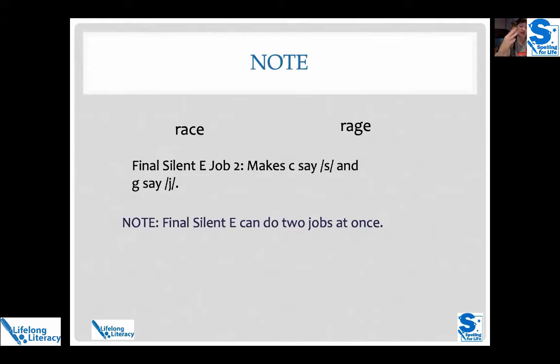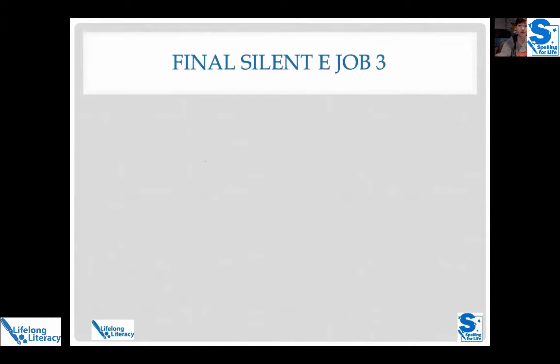Then we've got a third function of E at the end of words. If you have come to the illegal letters or the exceptions word stories webinars, you will know that you cannot have a word that ends with the letter U. So final silent E stops the word ending with a U or a V. That's why due, as in when is the bus due, has an E at the end. That's why give has an E at the end.